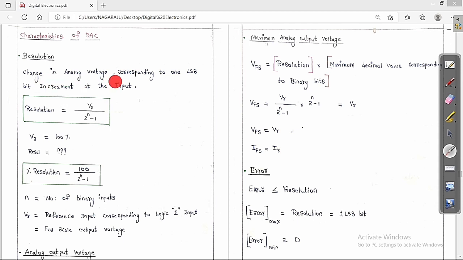So resolution is the change in analog voltage corresponding to a 1 LSB increment at the input. Resolution is equal to VR by 2 to the power of n minus 1. Let me assume VR is equal to 100%. Then what is the resolution in percentage? Let me assume this is x percent.